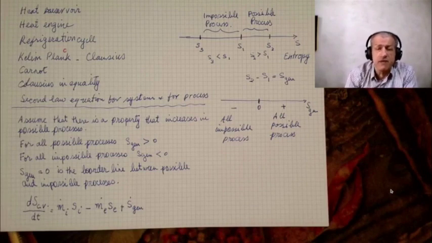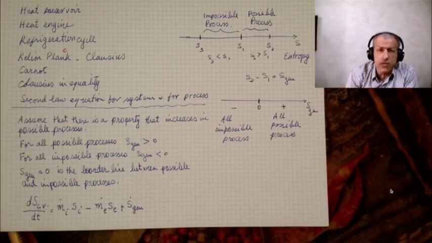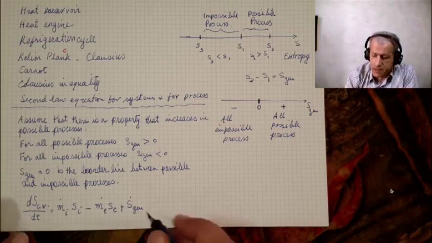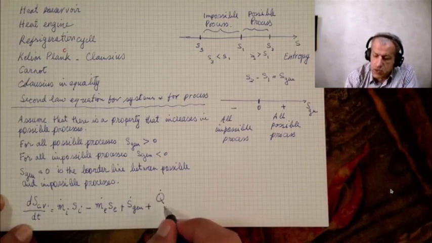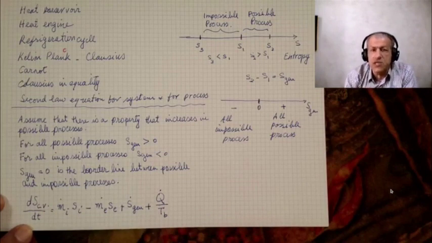First law, mass conservation law, that we already know. So what we add to this equation is one term which I introduced to you, and that would relate entropy to everything. The term that we introduced is Q dot divided by T_B, which is heat transfer divided by the temperature of the boundary where that heat transfer occurs.